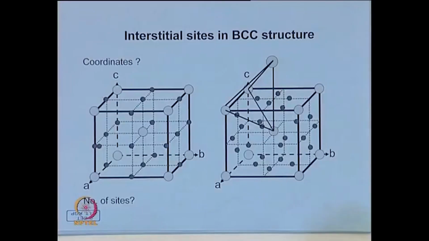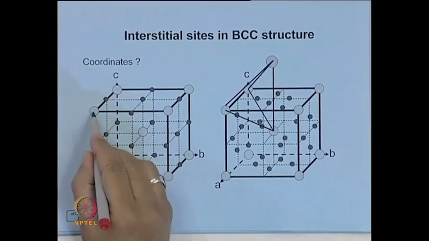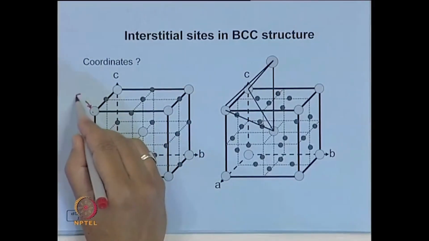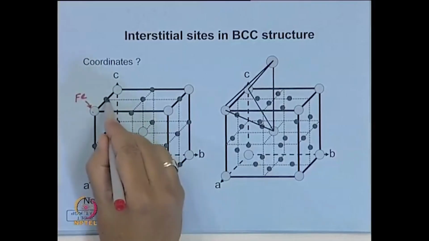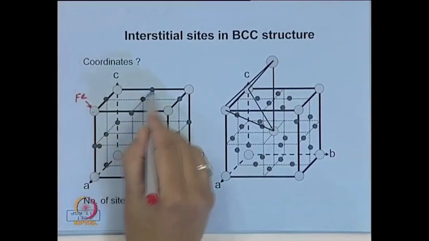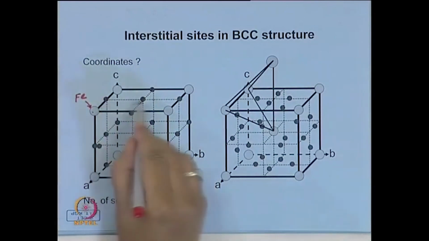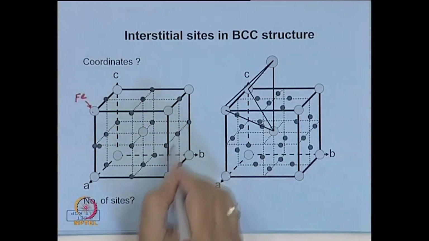And to understand that, let us look at the interstitial sites which are there in a body centered cubic structure. Now, here this diagram shows the position of the iron atoms, let us say, and these filled in small circles represent one kind of interstitial sites.